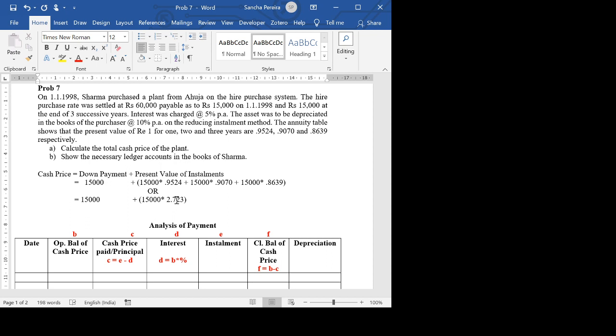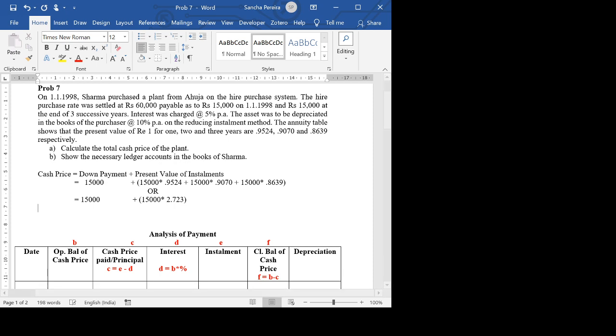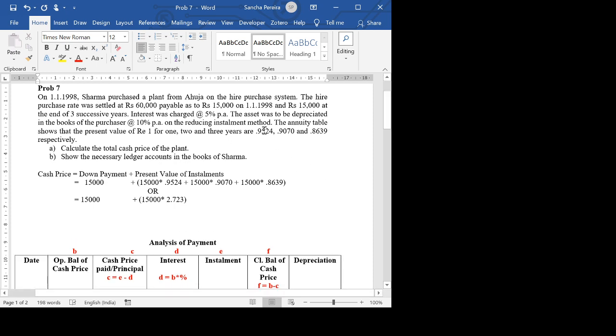Okay, now I'm going to go a little into logic and sense. Some of you may get more confused, but if you get confused, you just stick to this formula. But I would like to explain something to you. What is the meaning of this annuity table? The annuity table shows that the present value of rupee 1 for 1, 2 and 3 years are this. What it means is 0.9524, the present value of rupee 1. That is, if you want to get 1 rupee after 1 year, that 1 rupee becomes the future value.